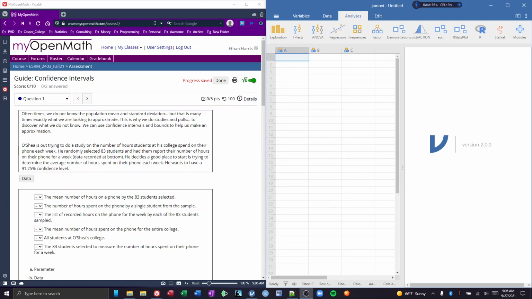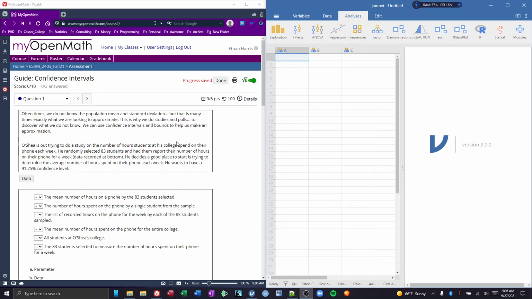Hello everyone. In this video, we are going to use Jamovi in order to help us create confidence intervals of means. Let's take a look at our scenario real quick. It says, oftentimes we do not know the population mean and standard deviation, but that is many times exactly what we are looking to approximate. This is why we do studies and polls to discover what we do not know. We can use confidence intervals and bounds to help us make an approximation.